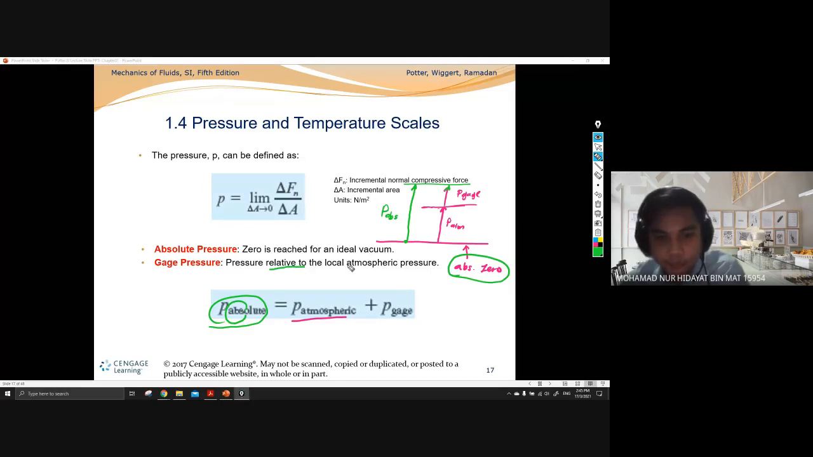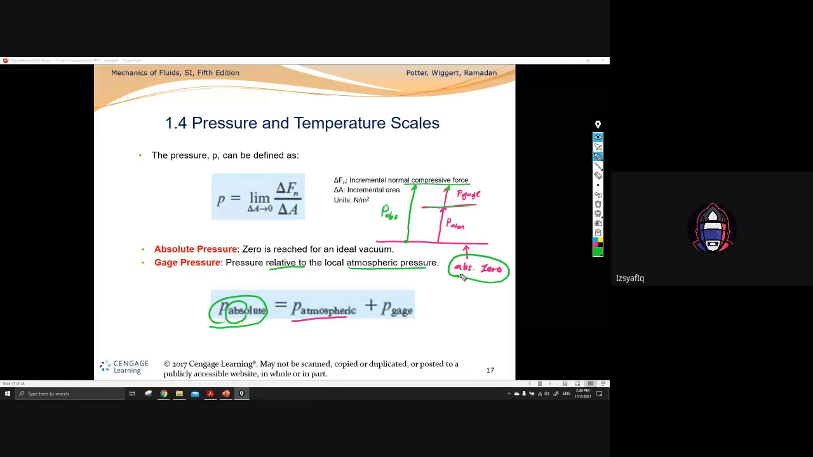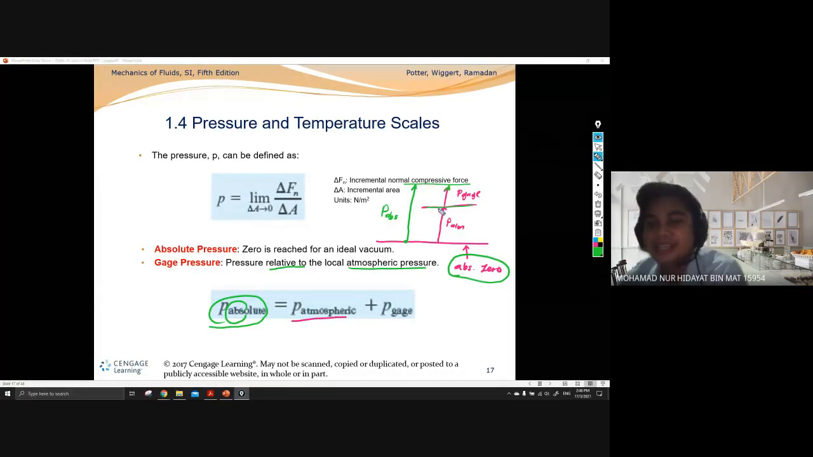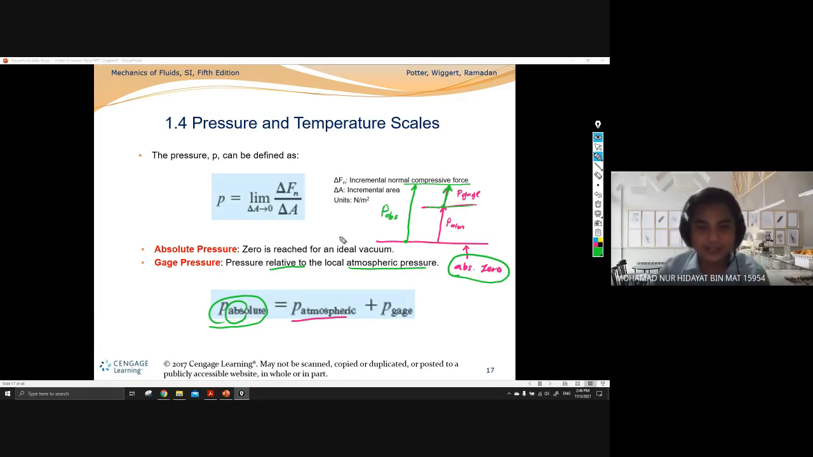Okay, for the P gauge, it is relative to atmospheric pressure. Can you see? Relative to atmospheric pressure. So we compare to atmospheric pressure. Which atmospheric pressure? This one, right? So the P gauge compares to which one? Compare to PATM or compare to ABS? PATM. Yes, perfect. That is why P gauge has to start from here. Oh, baru faham. Because we compare to PATM. Can you see the definition here? Relative pressure to the atmospheric pressure, because we compare to PATM. So that is why we start from here.